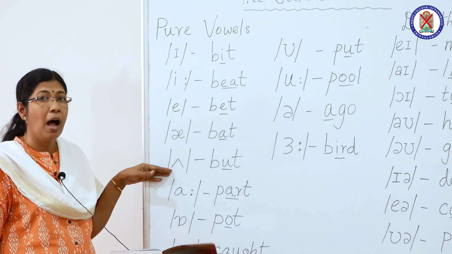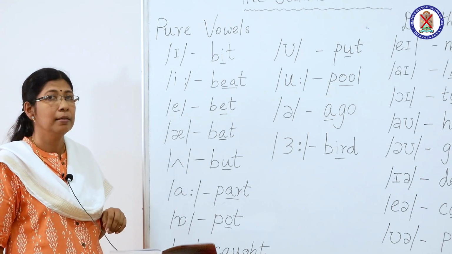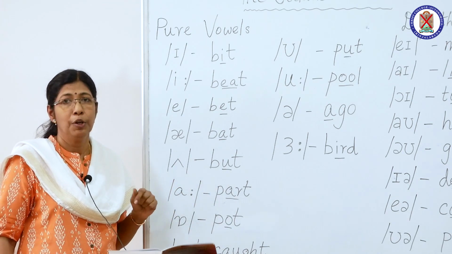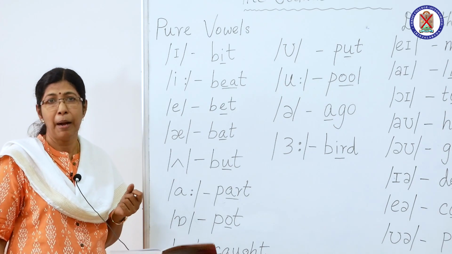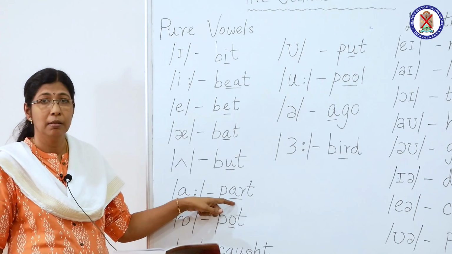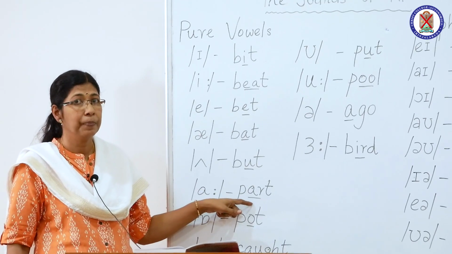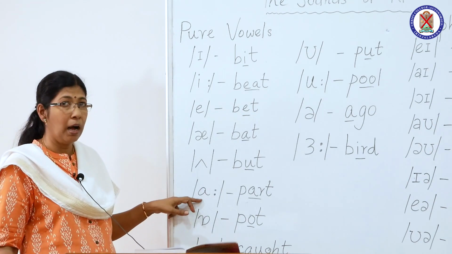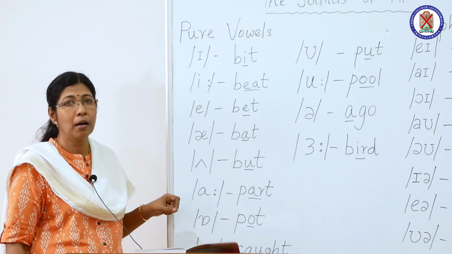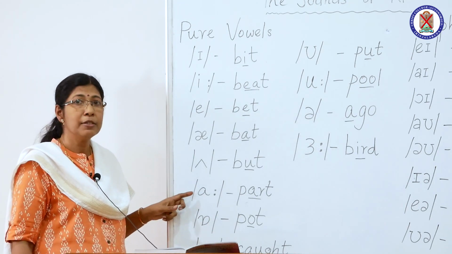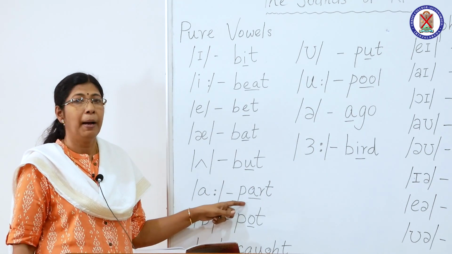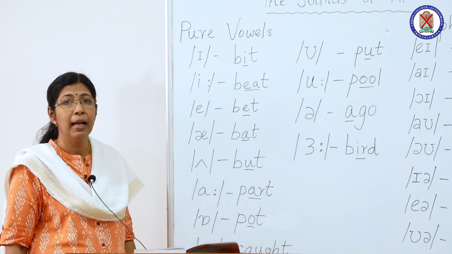The next one, A. The sound of U in but. U is pronounced A in but. How do we pronounce AR in part? It is A. That is the next sound. This is also a long vowel, as you can see from the length mark, the two dots. A is also a long vowel, and in part it is represented by the two letters AR.